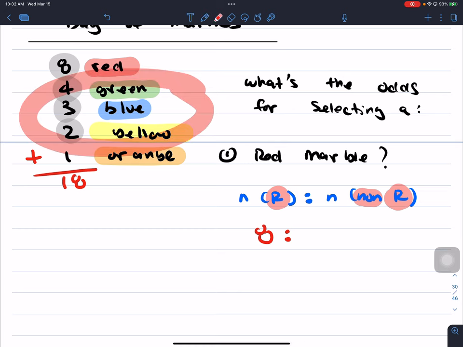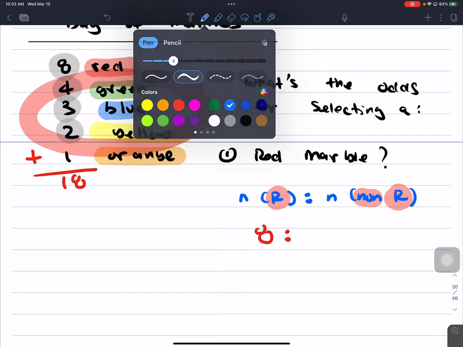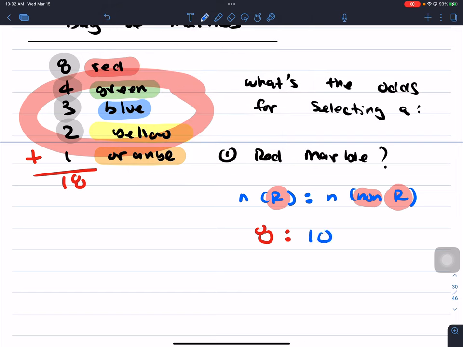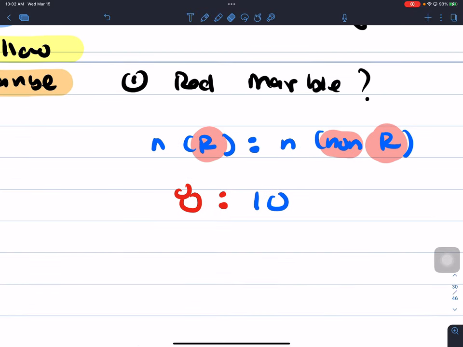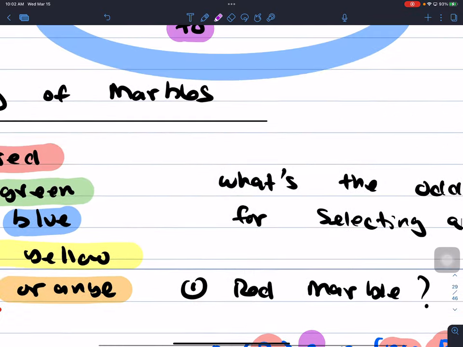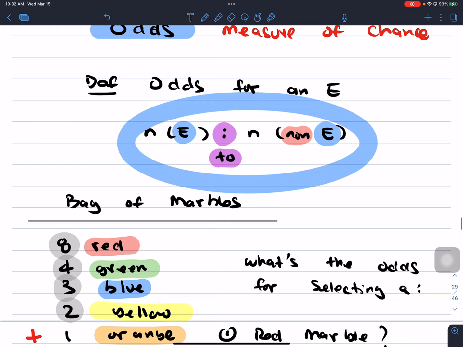Good. So this ratio, 8 to what? 10. You say, what does that mean? It means there's 8 red marbles to, this is a symbol for the word to, to what? 10 non-red, okay? This is thought of as being the number of what? Successes to the number of non-successes, which is really failures.